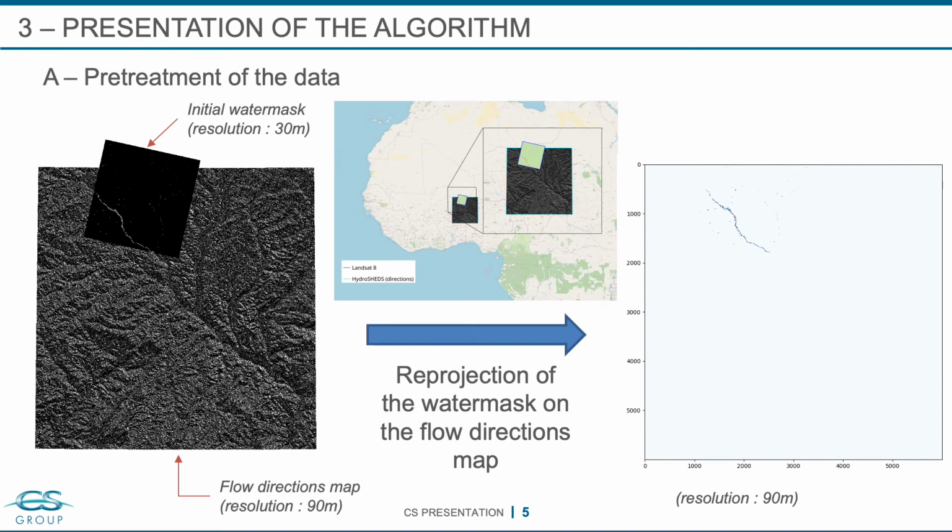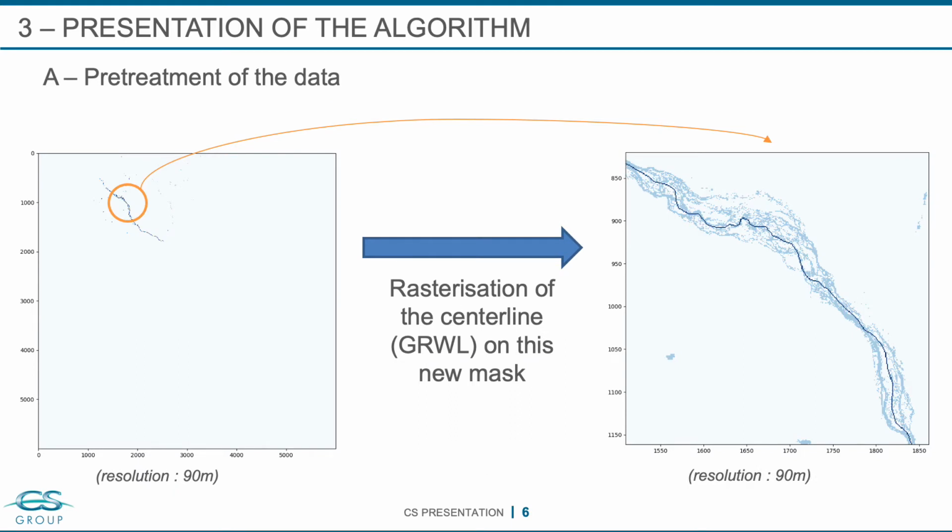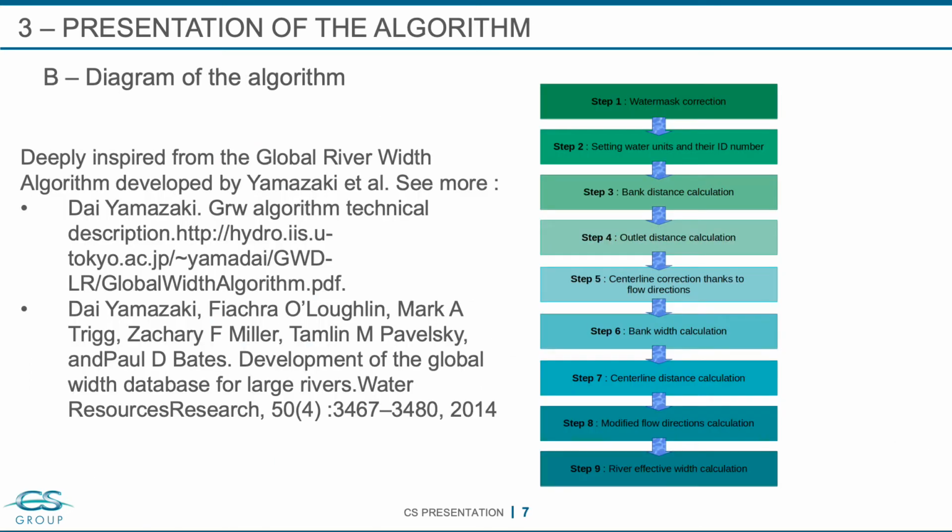We have to pre-treat all this data before running the algorithm, because as we can see, a watermask has not always the same size and resolution as the flow direction map. So we have to reproject the watermask on this flow direction map to get a new watermask at the same size and resolution as the flow directions. And then we have to reproject the center line on this new watermask, to have a watermask including the center line with the same size and resolution as the flow direction map. Then we give these inputs to the algorithm that is represented here. It is a simplified version of the algorithm, so if you have any questions, feel free to ask me.